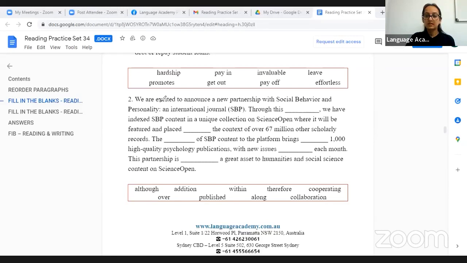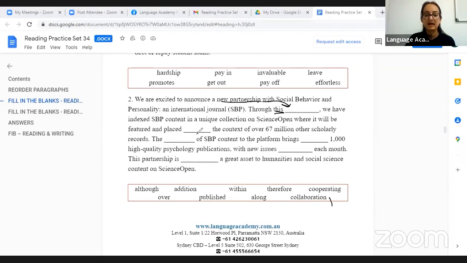Two mistakes that some of you have made. We are excited to announce a new partnership with Social Behavior and Personality, an International Journal, SBP, through this dash. So what we referred to in the previous sentence was a partnership. So partnership can be referred to as collaboration, meaning the coming together of two organizations or two teams, people, everything can be called collaboration, meaning partnerships basically.